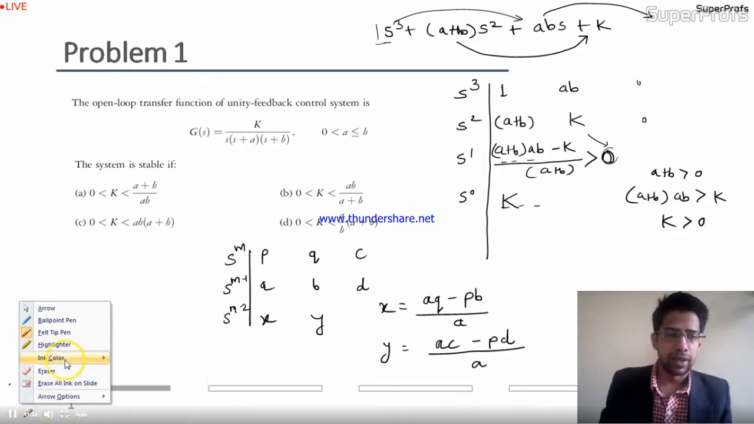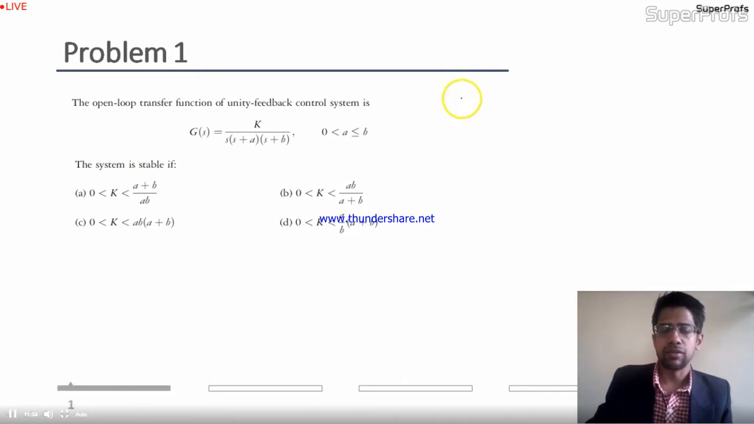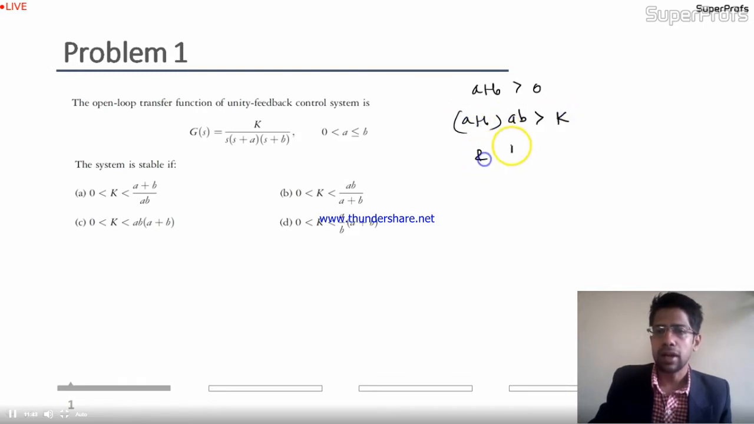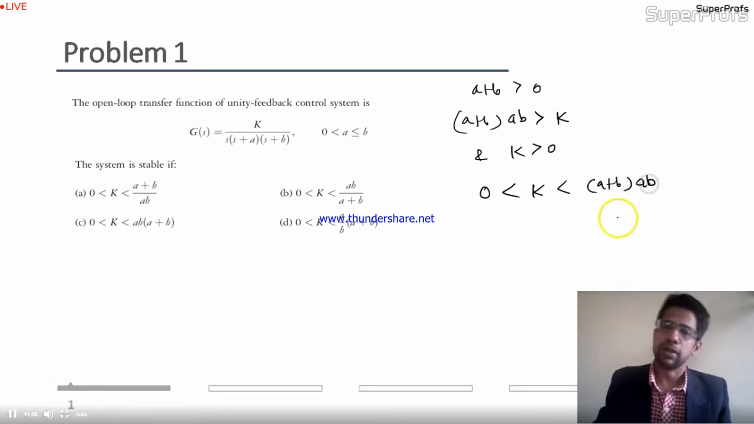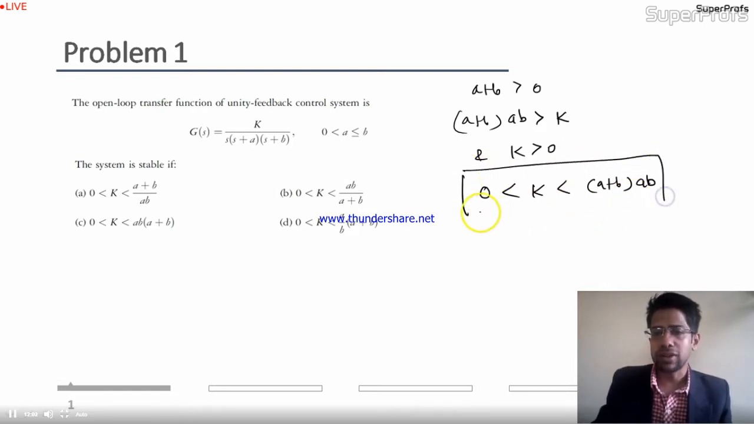Let me erase everything. So we have got A plus B greater than 0, then A plus B into AB greater than K, and K greater than 0. So if you find out the condition on K, it comes out as 0 is less than K and K is less than A plus B into AB. Okay. So this is the condition on K for this system to be stable.